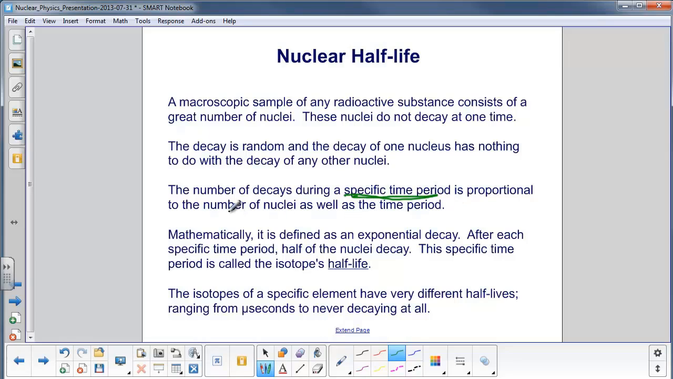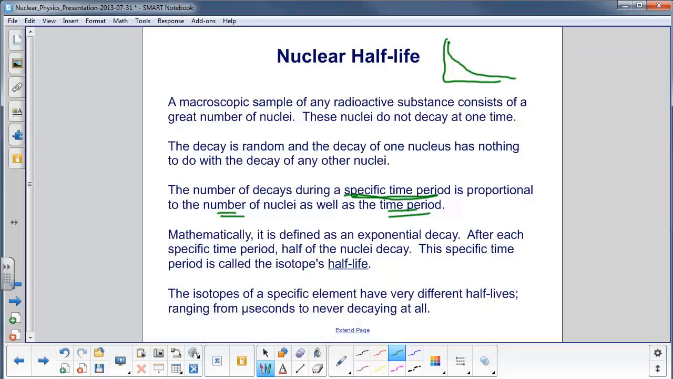Now, the number of decays during a specific time period is proportional to the number of nuclei as well as how long of a time period you've chosen. Mathematically, it's defined as an exponential decay. That means, for example, if I have a graph like this and I start out with so many nuclei, it decays very fast in the beginning and then kind of tapers off like that. That's an exponential decay. After each specific time period, half of the nuclei decay.